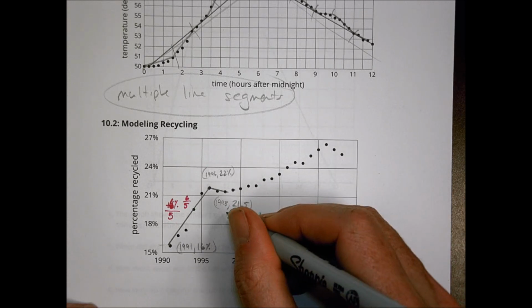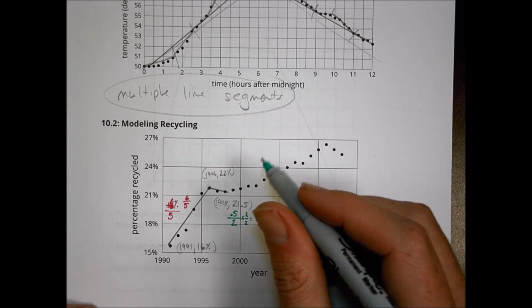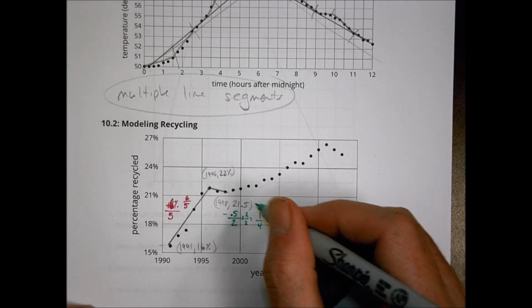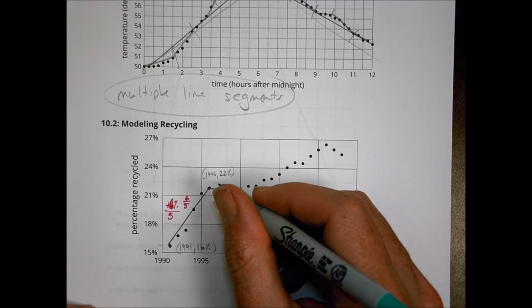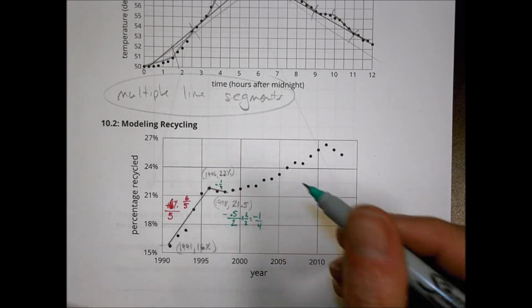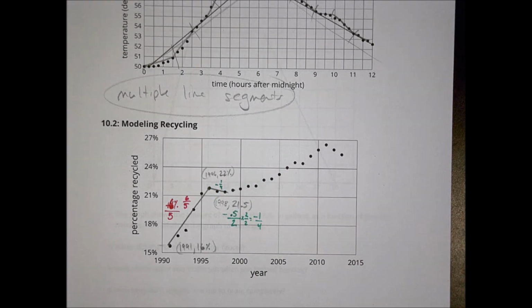I do want to make sure I know that this is going down, so it's a negative, right? I'm decreasing, so my slope on this little part is a negative 1/4, decreasing there in terms of my slope for the percentage of recycling being done there.